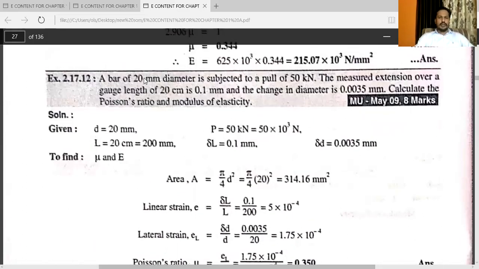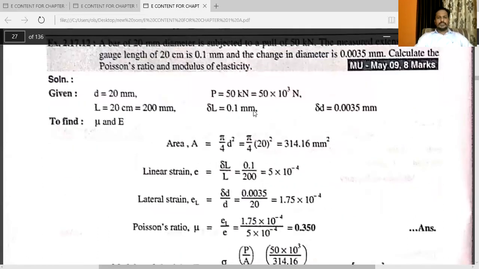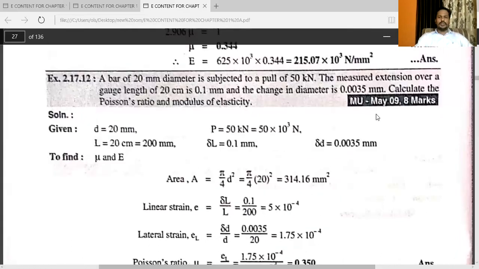Please read this problem very carefully. A bar of 20 mm diameter is subjected to a pull of 50 kilonewton. The measured extension over a gauge length of 20 centimeter is 0.1 mm, and the change in diameter is 0.0035 mm. Calculate the Poisson's ratio and modulus of elasticity. See the list of formulas, very important. This problem is from May 2009 for 8 marks.